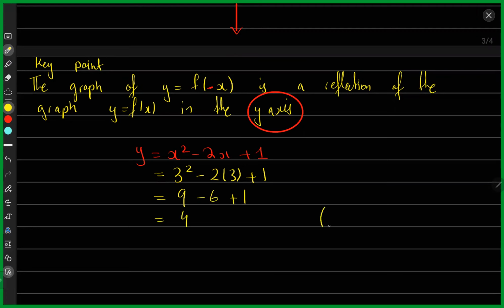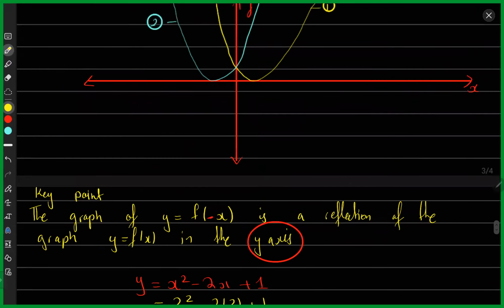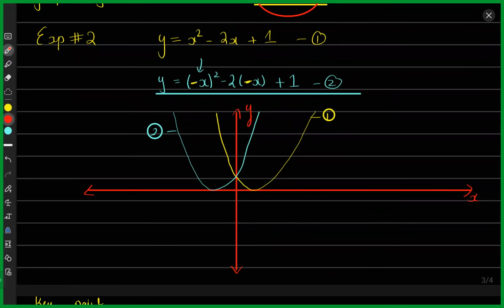This means the coordinate would be 3, comma 4. Let's go and see where 3, comma 4 is. So 3 is going to be somewhere here, and let's say this is 4 and this point is 3. So maybe this one is 3. This is going to be 3, 4. This point came from the first equation.